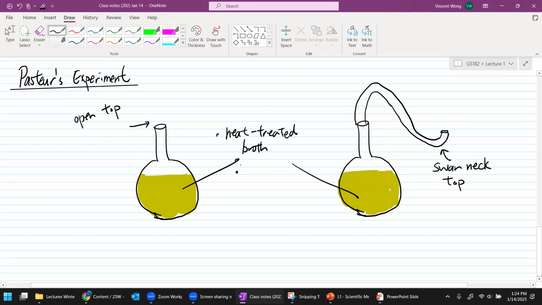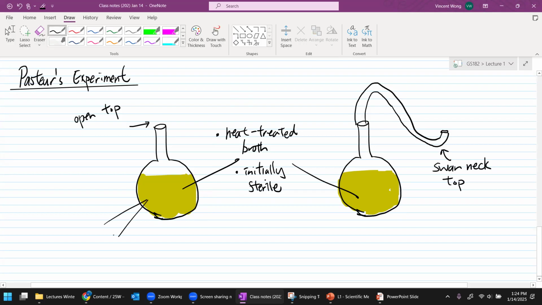It would be initially sterile. Okay, there will be nothing living in it. Boil them, kill everything. It's going to be sterile. Nothing alive. So that's part of standardization, right? I'll make sure that the broths are both the same at the beginning. And then he left these things out in the open for a couple of days, let's say.